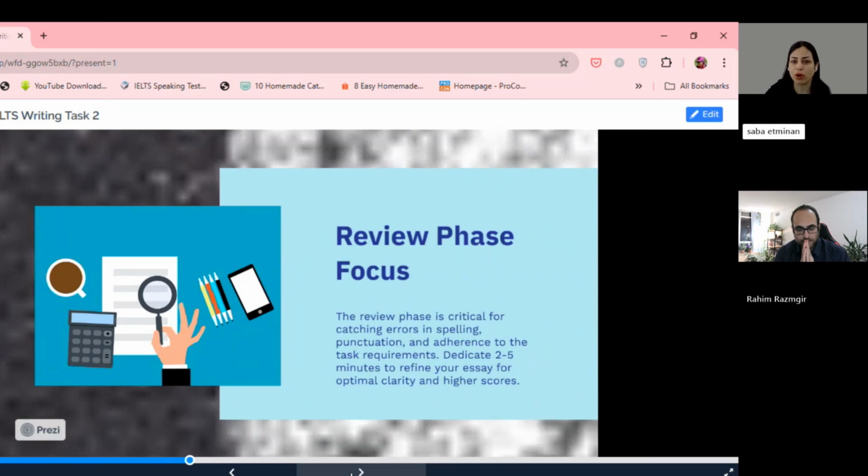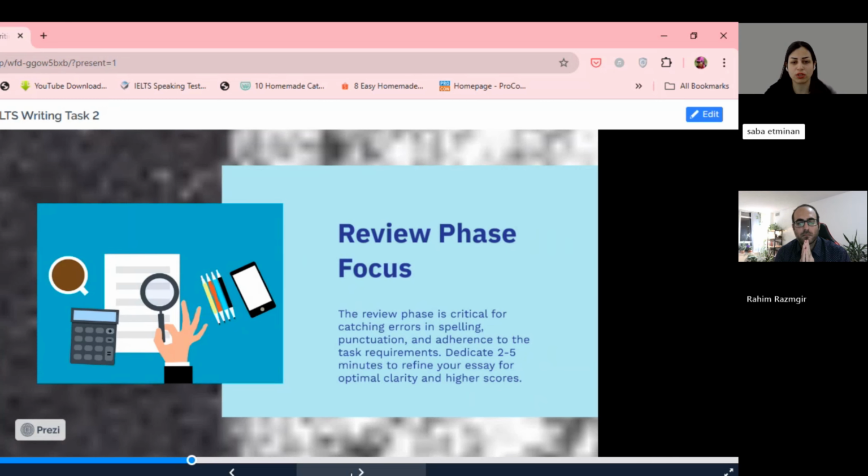And then the review part. The review part is critical for catching errors in spelling, punctuation, and adherence to the task requirements. Dedicate 2 to 5 minutes to refine your essay for optimal clarity and higher scores. This is the part that lots of students may ignore, and that is very vital.